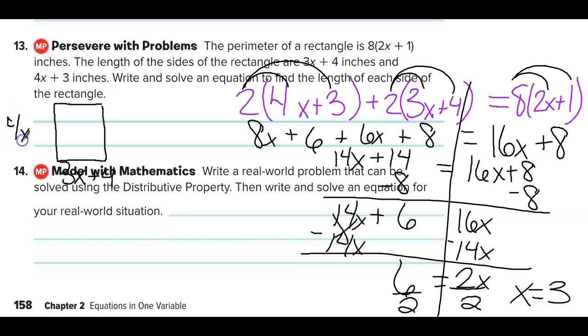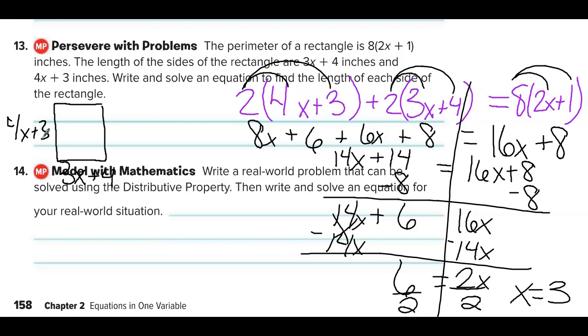Now we have to draw a rectangle. So if this was my rectangle, you don't have to draw it. But the question asked me to find the lengths of the sides. So now that I know what x is, how do I find the side lengths? You just substitute or replace x, right?